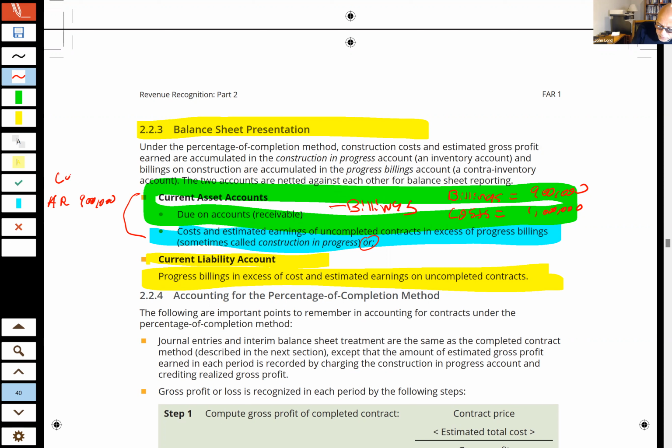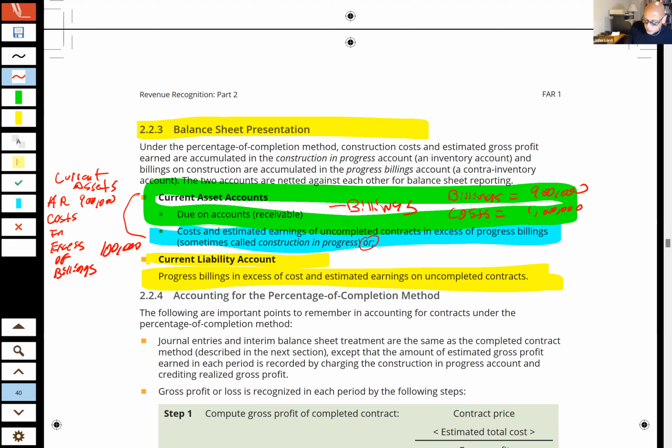This is under our current assets section on our balance sheet. That says current assets, accounts receivable 900,000, and then we'd have costs in excess of billings. That says costs in excess of billings of what? 100,000. Okay, that's that situation right there. That's that green and blue.